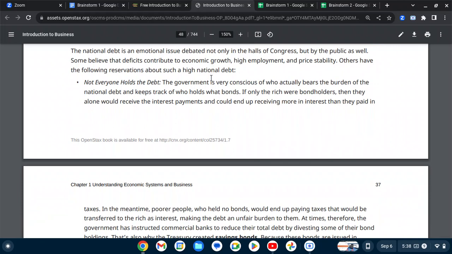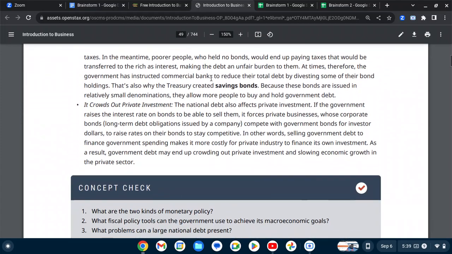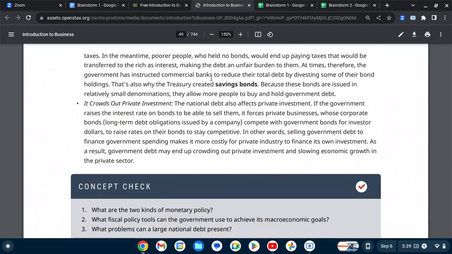The government is very conscious of who actually bears the burden of the national debt and keeps track of who holds what bonds. If only the rich were bondholders, then they alone would receive the interest payment and could end up receiving more in interest than they paid in taxes. In the meantime, poorer people who held no bonds would end up paying taxes that would be transferred to the rich as interest, making the debt an unfair burden to them.